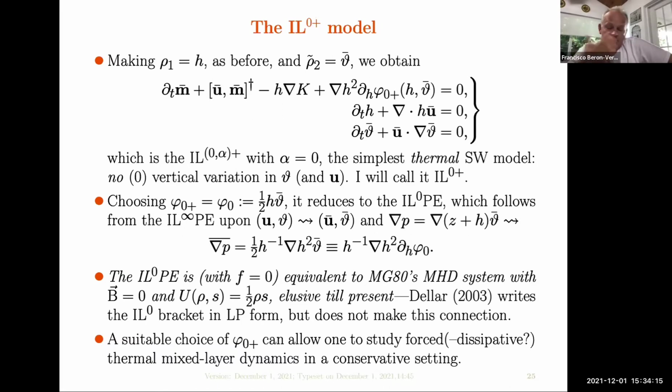An important thing, and this actually motivated my interest in this, is that this system in here, when you set alpha phi to this particular form, is a particular case of the Morrison and Greene 1980s system, a limit of that system. And it was not known till present. That simplifies things a lot, because if you want to demonstrate the Hamiltonian structure of the model, you would have to explicitly work out the Jacobi identity for the system, but it has already been done by Morrison and Greene in 1980. Paul Dellar showed that the system can be put in Lie-Poisson Hamiltonian form, something that I showed before, but he did not make the connection. So this is actually something new.